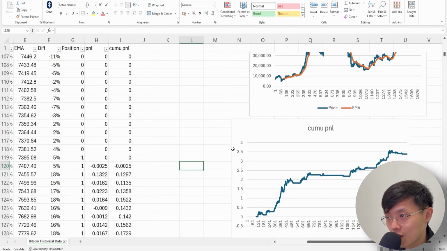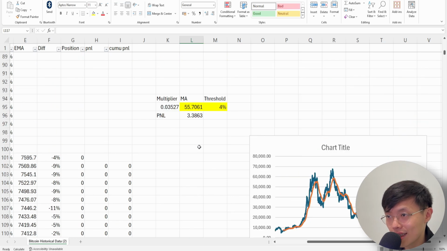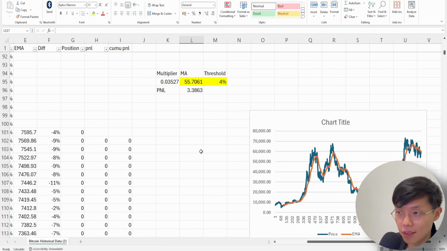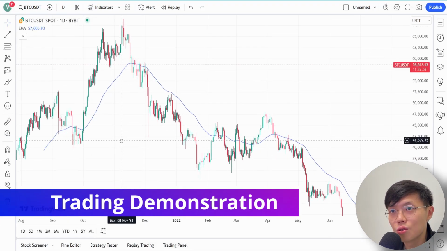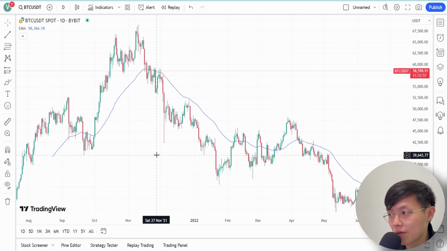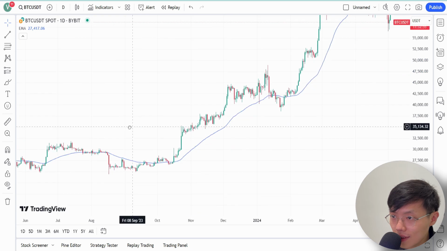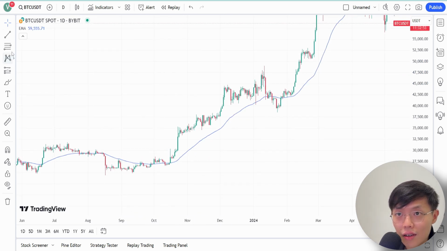This strategy is so amazing, and we're going to teach you how to automate it in Python. So how do we trade this? If we go to the graph again, the graph right here, for example, I need to change this EMA to 55.